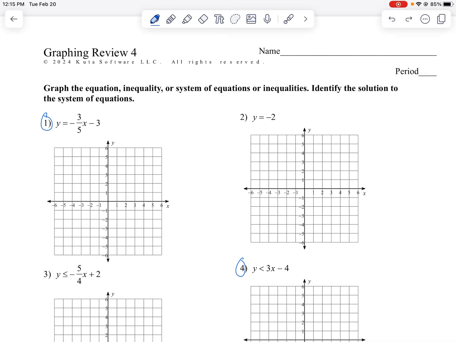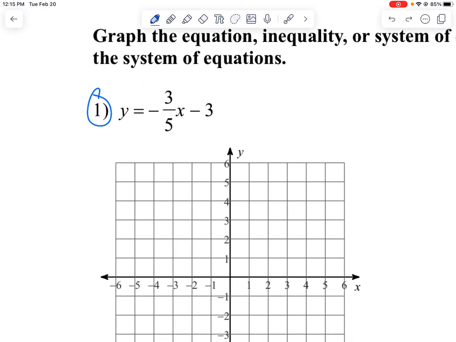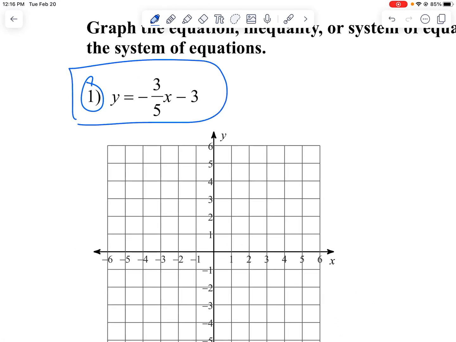Hello, ladies and gentlemen. Time for a little review on how to graph some things. So you've been working on graphing. You just had to remember how to do some things. So here's a quick overview. Let's look at number one. We are supposed to graph this line.